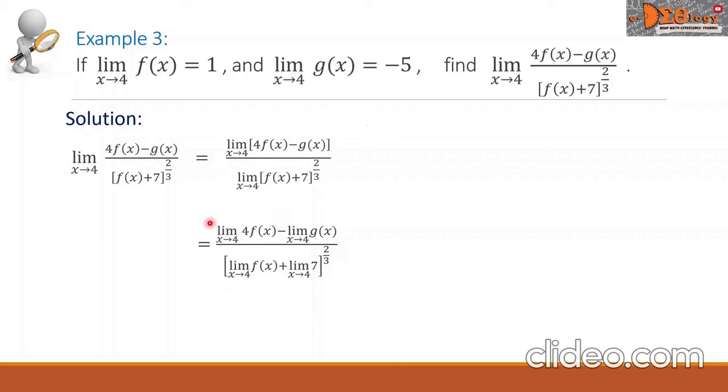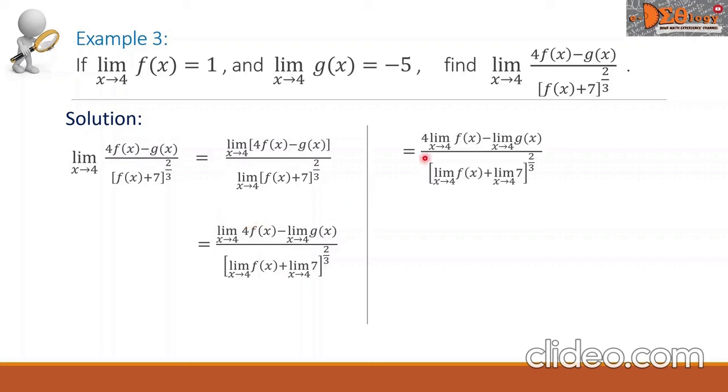In the numerator, we have this limit 4 times f of x. We have a constant multiplied by the function. We can simplify this notation by putting this constant out of the limit symbol. So it becomes 4 times the limit of f of x as x approaches 4. And from here, let us substitute the corresponding values. So we have 4 times the limit of f of x, that is value 1, we write here 1, minus the limit of g of x, the value is negative 5, all over the limit of f of x, again it is 1, plus the limit of the constant 7 is the constant 7, all raised to the power 2 over 3.